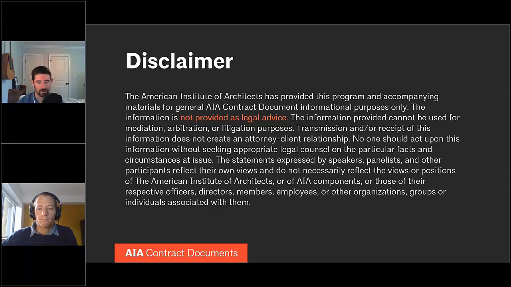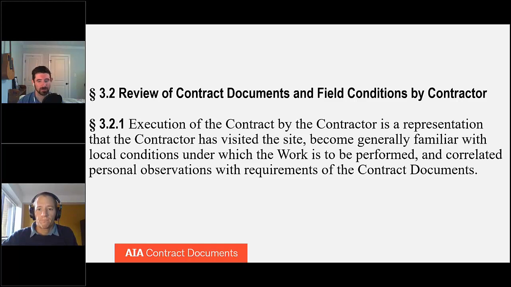Thanks, Mike. So as Mike said, today we're talking about Section 3.2 of the A201 2017, and that is the contractor's obligation to review the contract documents and field conditions. Now, Section 3.2 has four clauses, 3.2.1, 3.2.2, 3.2.3, and 3.2.4. But in this video, we're only talking about 3.2.1. It's potentially the most impactful of the four. So just running through the language real quick, here's what it means.